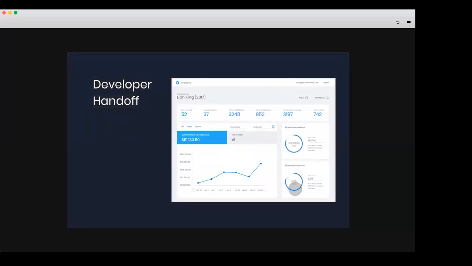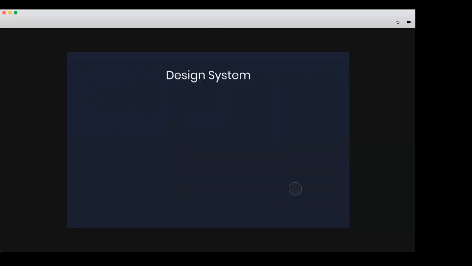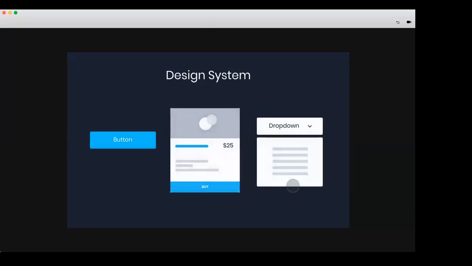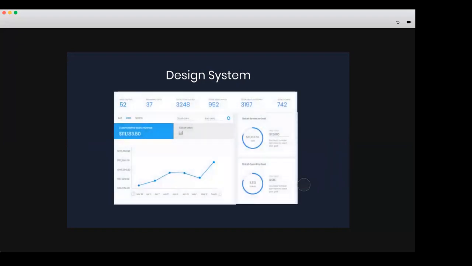And the reason why our developer handoff is so seamless is because we have a design system in place. Now, if you're not familiar with what a design system is, it's a collection of UI components that can be coded once and can be reusable across the platform or new features that we come up with. So this makes development twice as fast and also makes us faster designers.